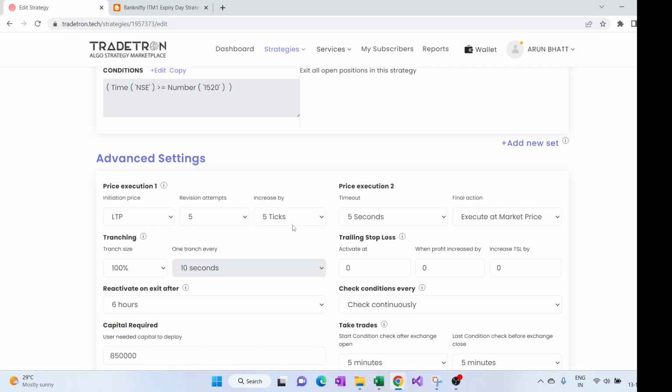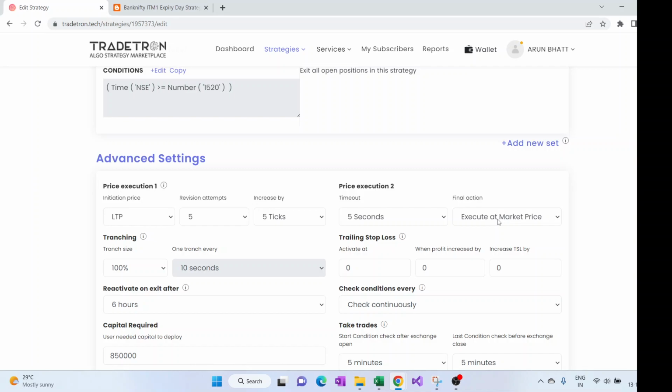1 tick is 0.05 rupee, so 5 ticks is 0.25 rupee, which is 25 paisa. So it will increase the price by 25 paisa each time, and it will do that 5 times. And if it is not able to fill the order this way in 5 seconds, then it will execute the order at market price. But in TradeTron, execute at market price means it will just put a limit order 5% higher than the LTP at that time, when this process started.